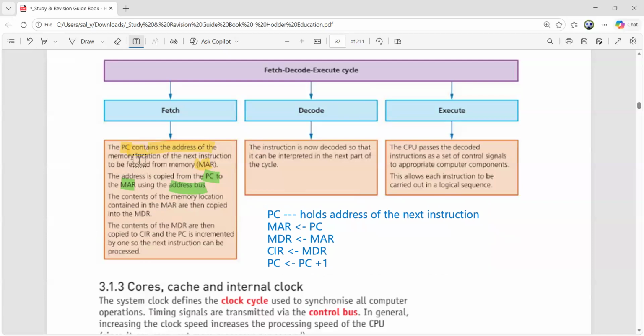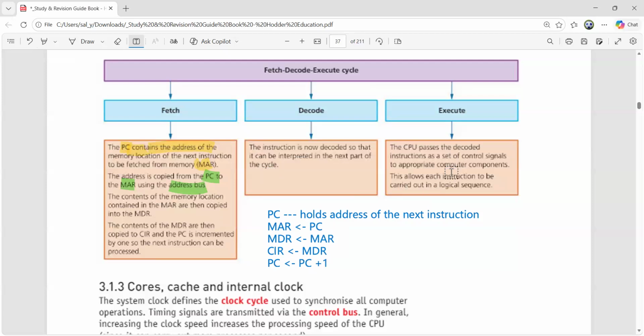The same thing is shown here with the help of a simple diagram for you to remember. And one more very interesting thing you can see from here: first, PC is on the right-hand side and MAR is on the left-hand side. Then in the next stage, MAR is on the left-hand side and MDR is on the right-hand side. If you've understood the sequence, then the fetch decode execute will become very easy for you. In the decode stage, the instruction is now decoded so that it can be interpreted in the next part of the cycle.